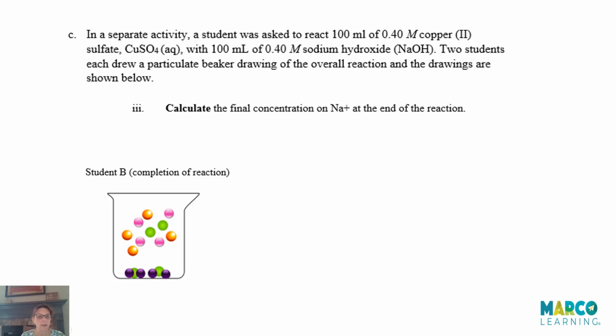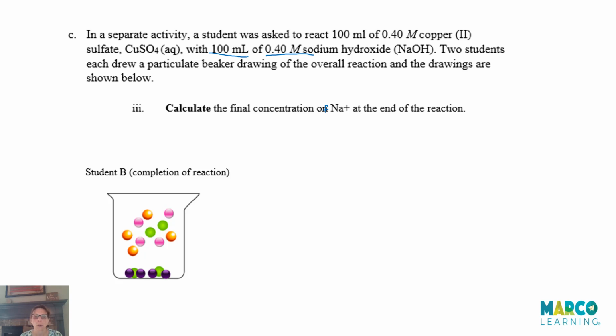And now on letter III, I'm asked to calculate the final concentration of sodium at the end of the reaction. So we know that we started with 0.4 molar sodium hydroxide, and we had 100 milliliters of that 0.4 molar. That sodium is not going anywhere. The only thing that we're doing is adding some more, we're adding 100 milliliters of copper sulfate, so we're adding another 100 milliliters of solution.